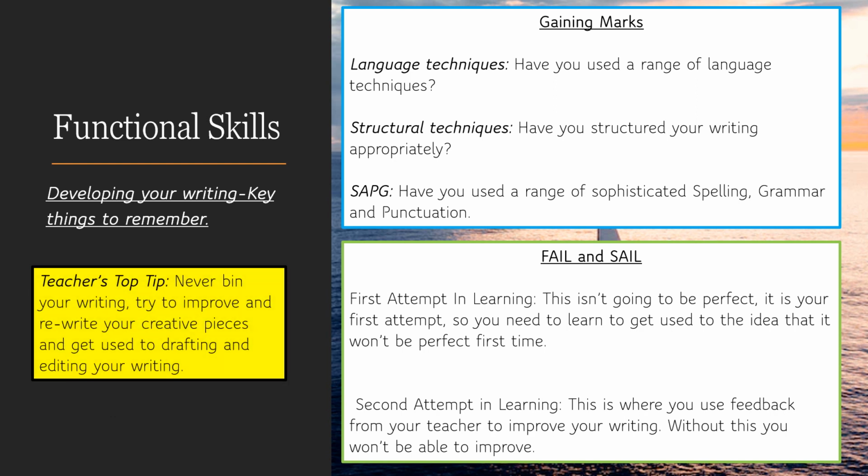A good thing to think about as well is your teacher's top tip. You should never really bin your writing. You should always keep it somewhere so that you can track your progress over time. Try and improve and rewrite some of your pieces and get used to drafting and editing your writing. This is often something that people find the hardest to do. But imagine if you're in an exam and you can read back through your work and identify a few errors and then you're able to go back and change those. It could be a massive difference between a pass and a fail in your overall exam.